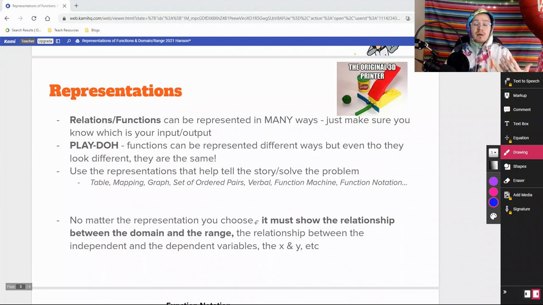And this is one of the reasons why I love functions, because some people prefer to be visual and look at graphs. Some people can understand something off of just verbal context. Some people want the function notation. Some people want the mapping or the table. You do you. That's what I'm trying to get at. You have to make sure, though, that whatever you do, it does show that relationship between the domain and range. Like if you're not showing how the domain and range, the x and the y, are related, are connected, you're not showing the function. So make sure that you set it up correctly.